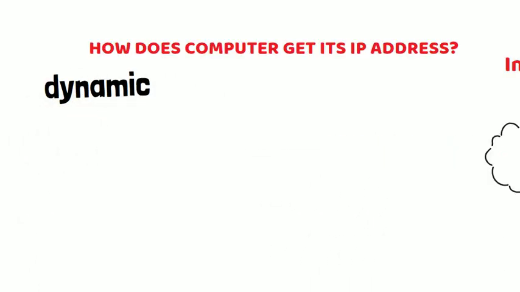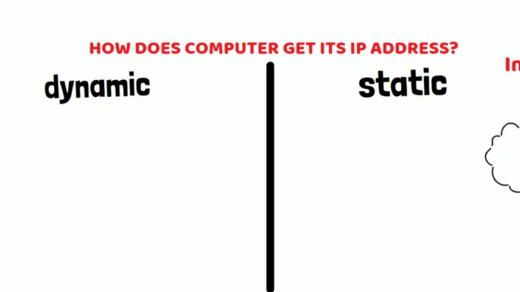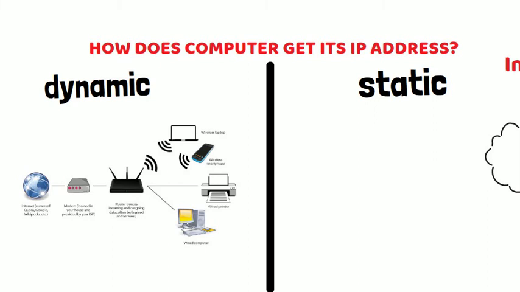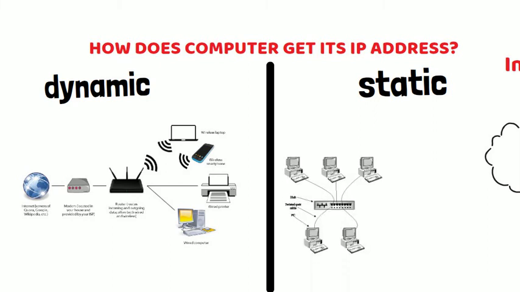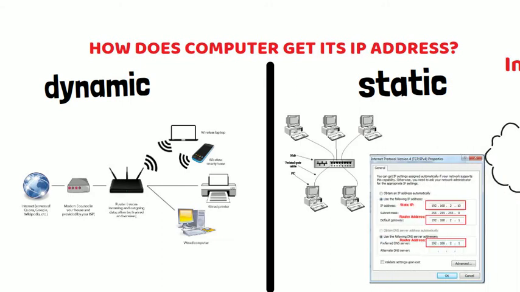An IP address can be either dynamic or static. A dynamic IP address is an IP address that changes from time to time. Unlike a static IP address, most home networks are likely to have a dynamic IP address, and the reason for this is because it is cost-effective for Internet Service Providers, ISPs, to allocate dynamic IP addresses to their customers.